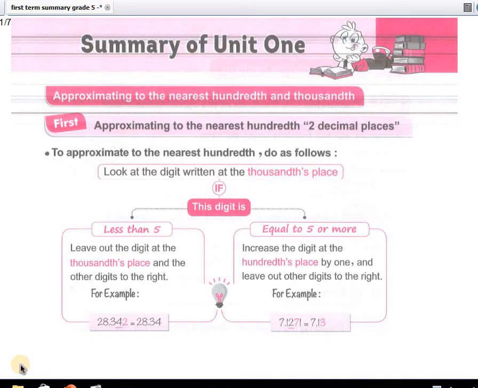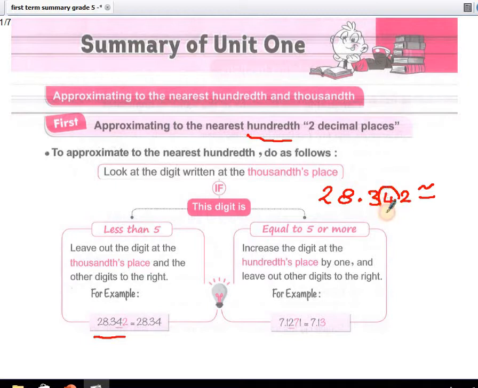Today we're gonna have a summary of Unit 1. Okay, approximating to the nearest hundreds and thousand. If I have any number and I want to approximate, here they want me to approximate to the nearest hundreds. What should I do? I have this number, look here, 2,834.2. Where are the hundreds here? Here is the decimal point, and here the tens, and here the hundreds, and here the thousands. So they want me to approximate to the nearest hundred.